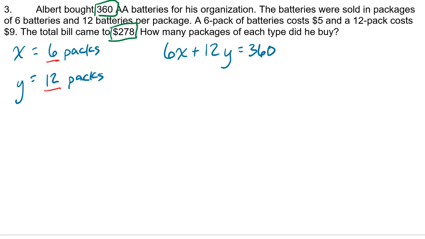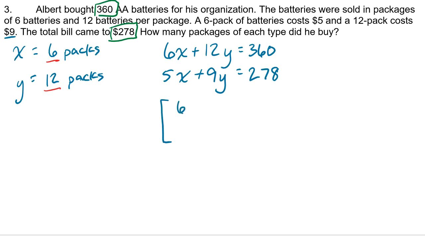And then the money can be done very similarly to the last problem. So we know that the 6-pack costs $5. So that's going to be 5x. Plus, we know that the 12-pack costs $9. So 9y equals, the grand total was $278. Right? Setting these up is always the hardest part. From here, it's just solving it.